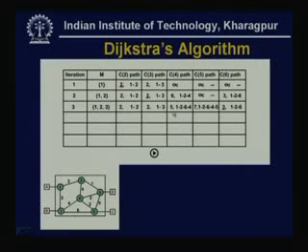So now there is a path to 5, and to 5 the cost is now 7 through the path 1, 2, 6, 4 and 5. So cost is now 7.